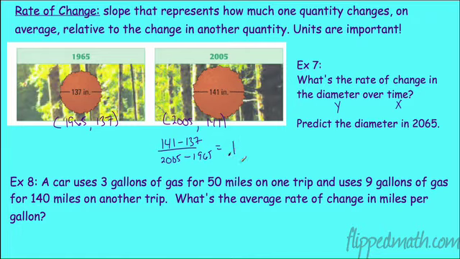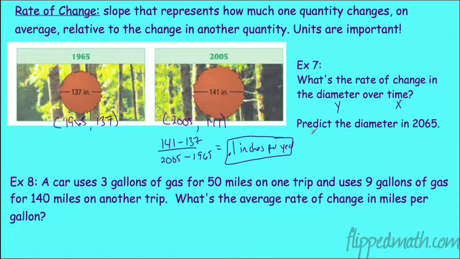0.1. Now I could have had it as 1/10, but this is rate of change. So 0.1, and then the units are important. What's on top? All right, inches. So 0.1 inches per year. All right, I don't put inches over year. That word per is pretty important.